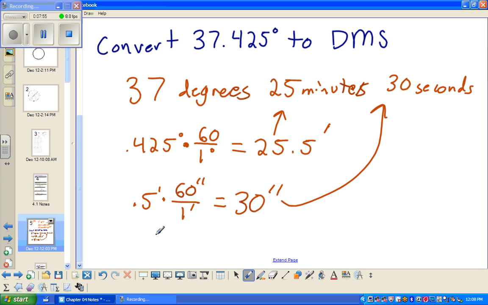So what does all that mean? Well, that means 37.425 degrees is the same as saying 37 degrees, 25 minutes, 30 seconds.